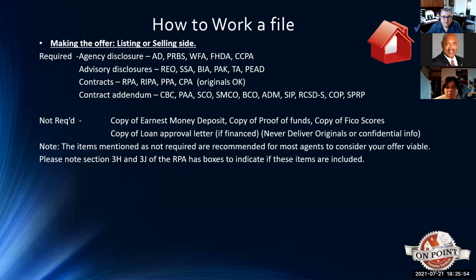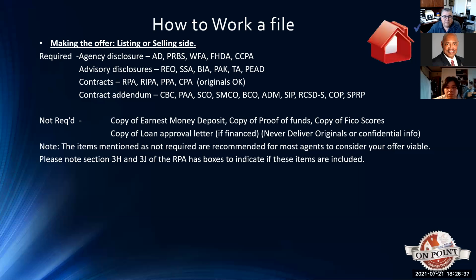So understand that what a lot of agents are asking for is a copy of the FICO score page, right? The FICO score page is a part of the credit report. It's not the whole credit report. So understand the difference, okay? Copy of the loan approval letter. A lot of us call that, it's like an underwriting form that they use, the DU approval, I think is what they call it. There's different names for it, right? If the deal is being financed, and as I mentioned before, never deliver originals or confidential info. Remember, you are representing your client, and you're not supposed to be giving out confidential information.